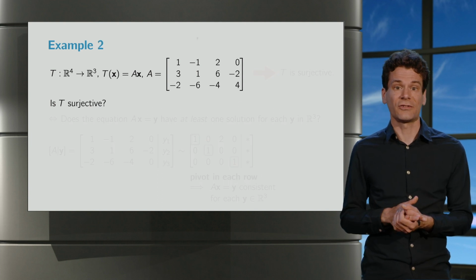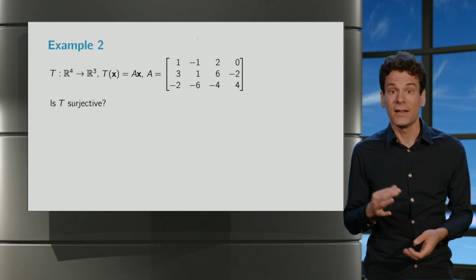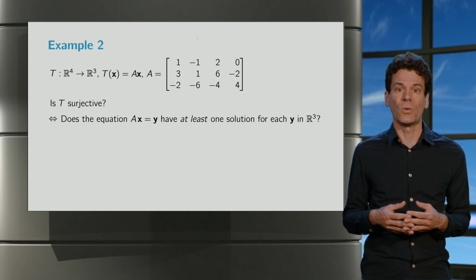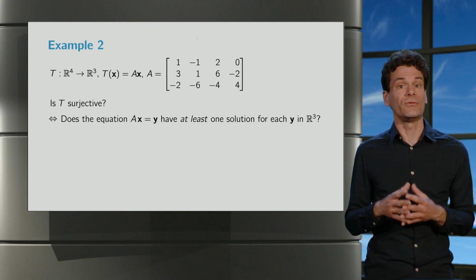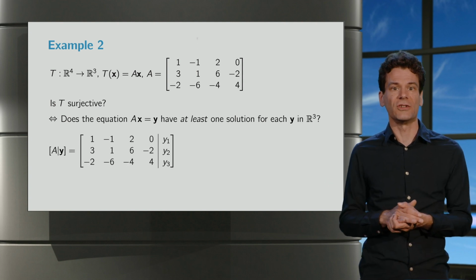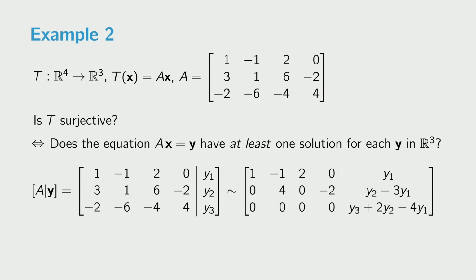Consider this linear transformation T. Is T surjective? Again, the question comes down to the following. Does the equation A times x is equal to y have at least one solution for each y in R^3? Let's look at the augmented matrix of the equation. If you apply row reduction, you find that it's row equivalent to this matrix in echelon form. You see that matrix A has only two pivot positions. There is a row without a pivot. This means that the equation can be inconsistent.